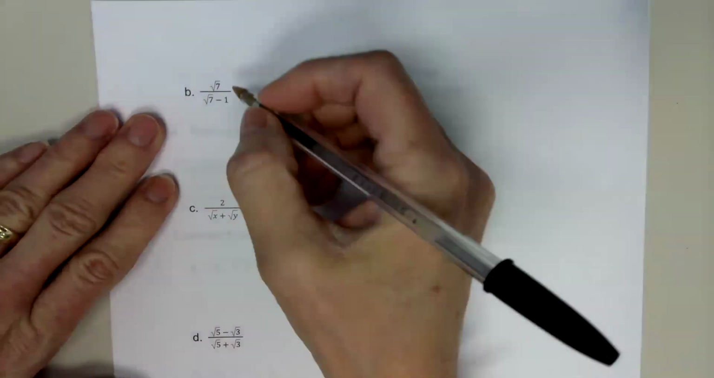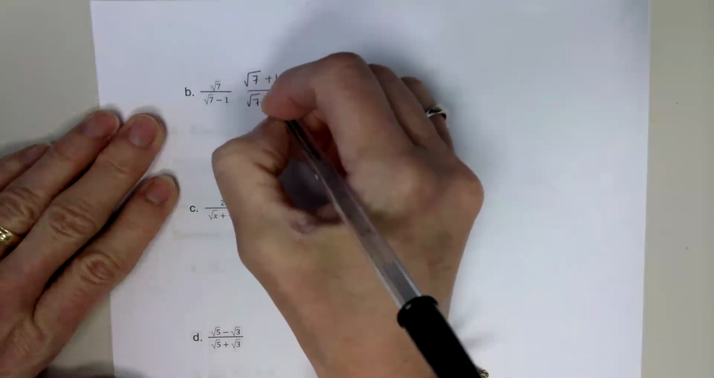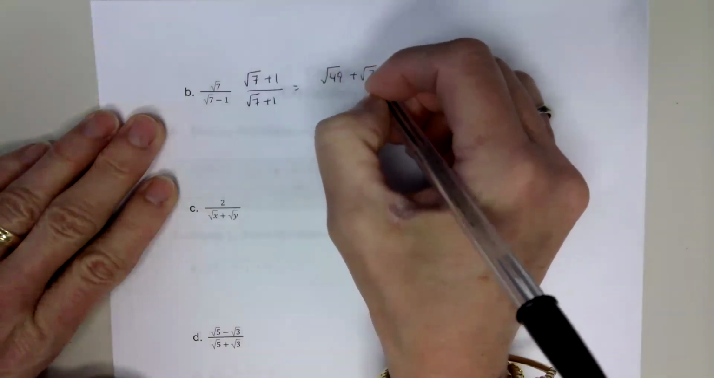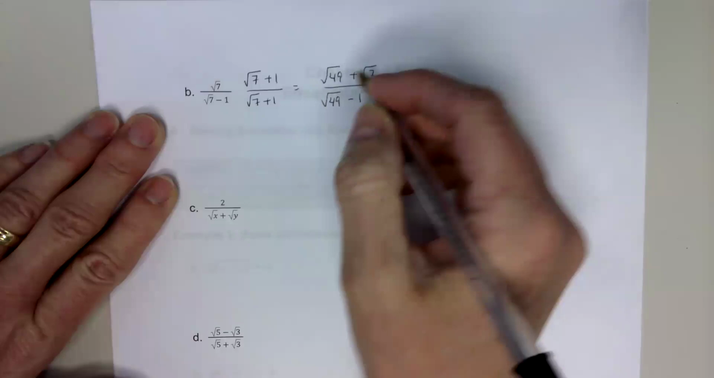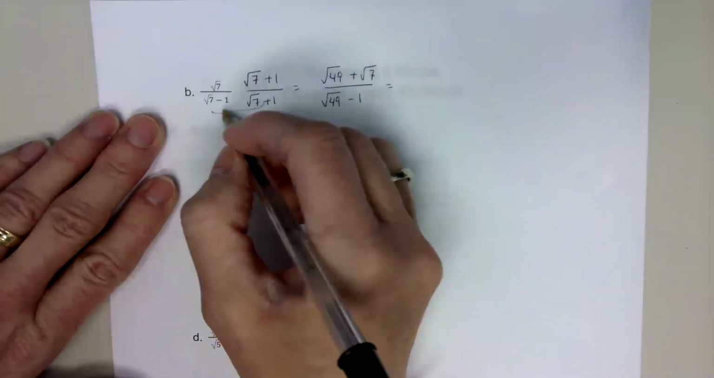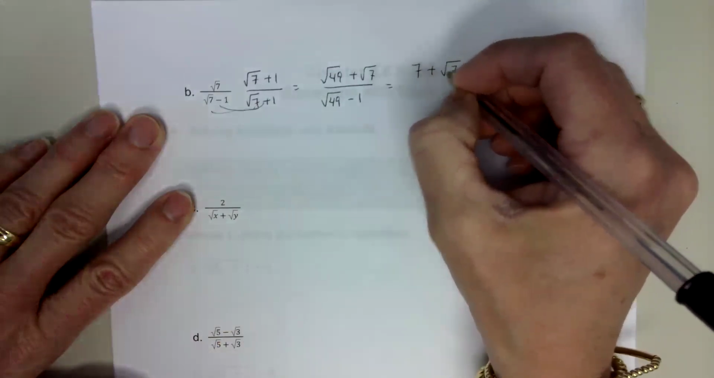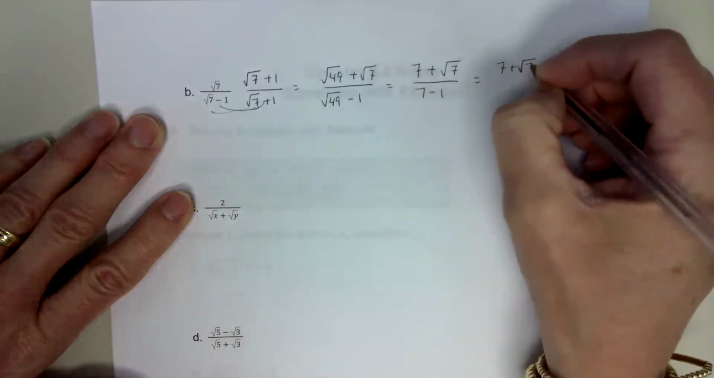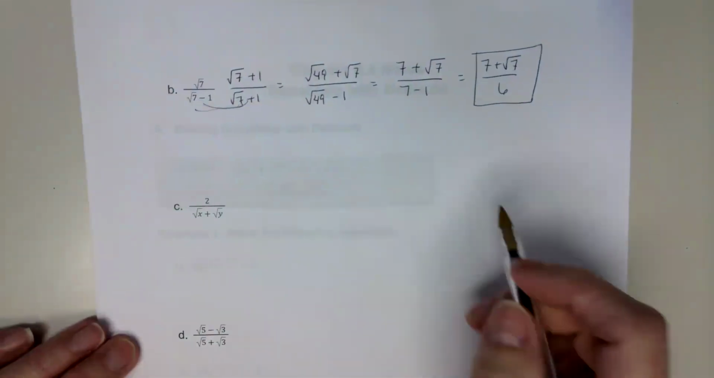Okay, letter B. So again, because we have two terms, we need to multiply by the conjugate of the denominator. So we get the square root of 49 plus the square root of 7 over the square root of 49 minus 1. Remember, we already know that the middle terms will cancel because they're conjugates. So this simplifies into 7 plus the square root of 7 over 7 minus 1. And there is our final answer.